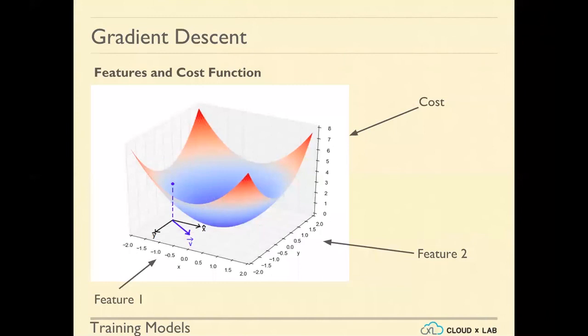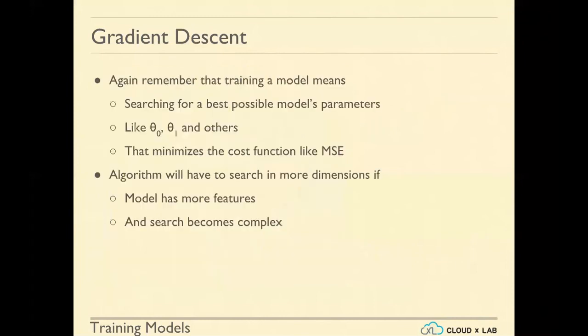Basically it's an iterative approach in which we try to find out whether we want to go in that direction where our error is decreasing. Again, remember that training a model means searching for the best possible model parameters, that is theta 0, theta 1, and so on. They are also called weights. And we have to find such weights or thetas which minimize the cost, like MSE, mean squared error.